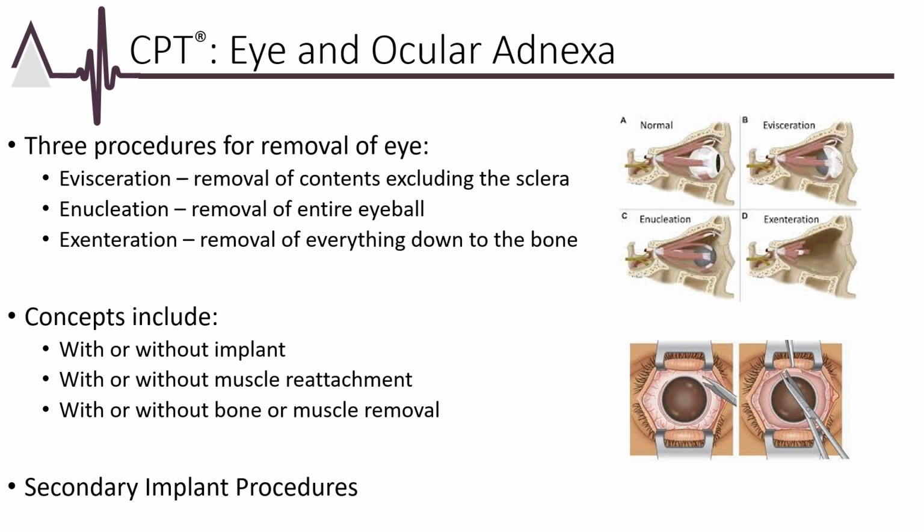Exenteration of orbit is invasive surgery. It describes removal of contents of a cavity. The underlying condition is more serious and invasive. In this case, muscle, fat, and even bone are removed. Secondary implant procedures are listed as secondary procedures. In these situations, modification of an implant, secondary implant placement, reinsertion, or removal of an implant may be required.